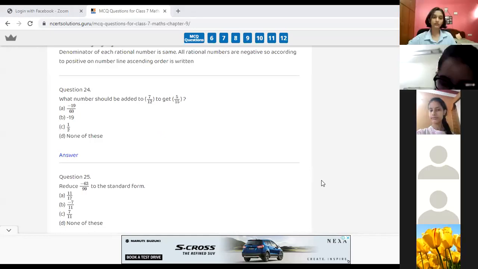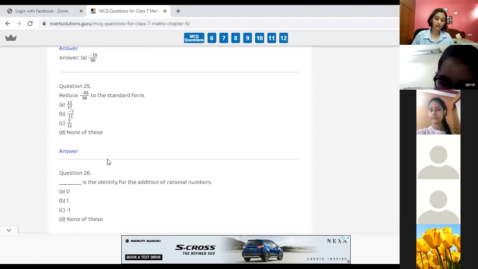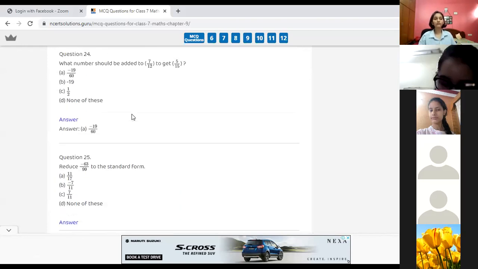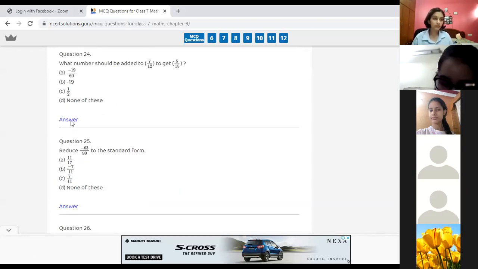Okay. Now everybody solve this. Do the calculations. Yes, Jasleen, can you tell me the answer? Yes, Akshita. What will be the answer when you subtract 7 by 12 from 5 by 15? Ma'am, option A, minus 19 upon 60. Have you checked that? Okay, very good, beta. Thank you. Now, reduce the term. Yes, everybody, please solve the earlier question. Solve this. Do the calculations.